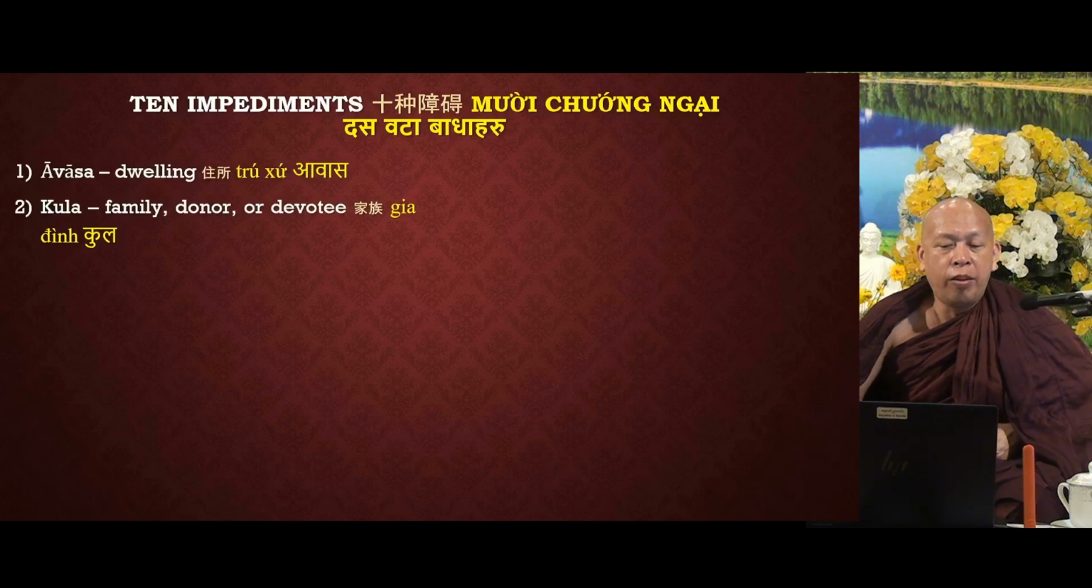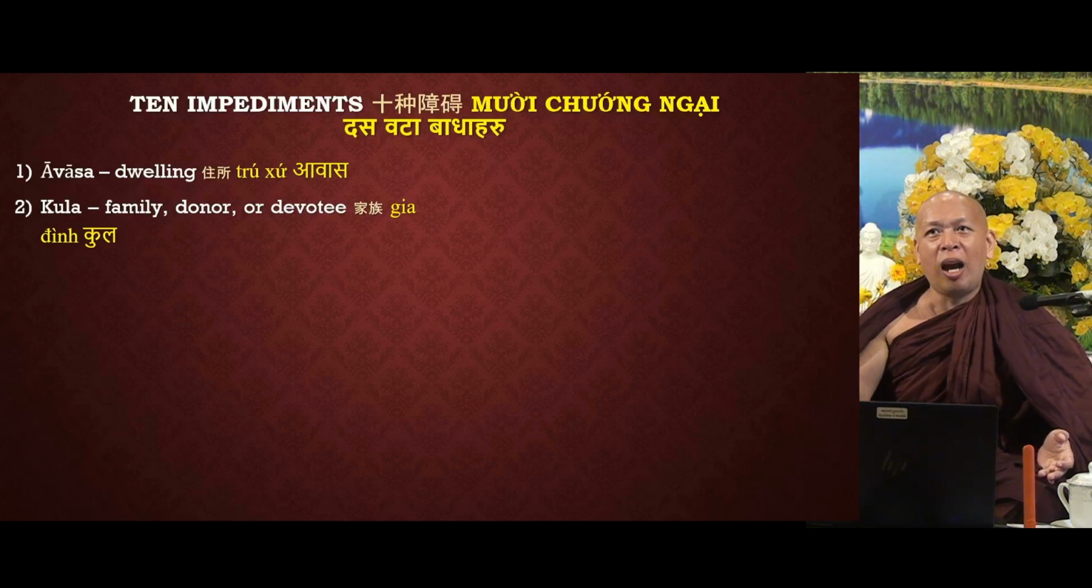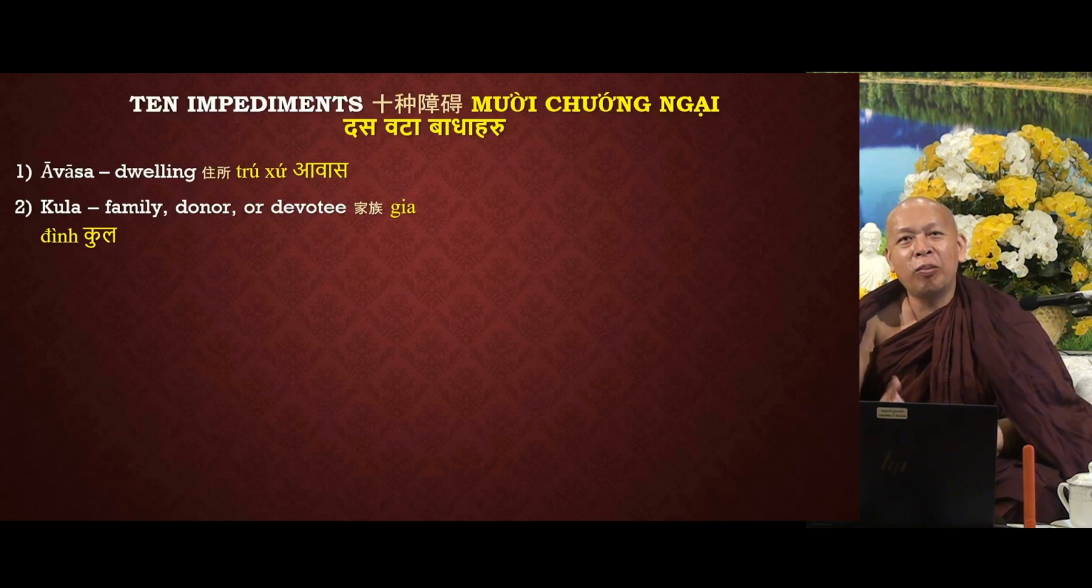Okay, avasa, dwelling, living place. This is also one of the impediments. Today we don't have that much raining, right? Today no raining. When I came here, the first day, raining. When it rains and the roof is not very well covered, it will leak water, you have to repair, it makes you busy. This comes from living place.